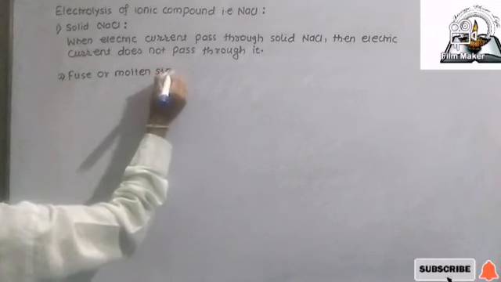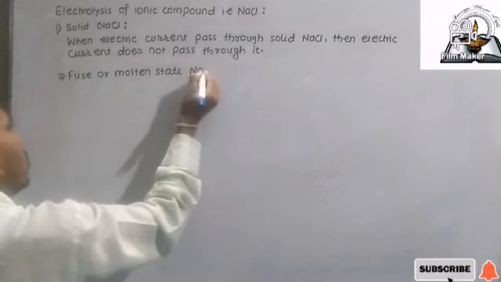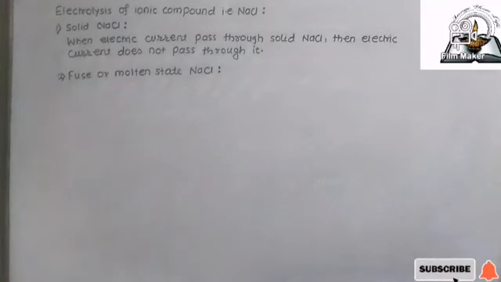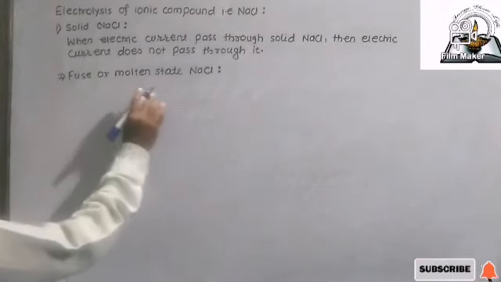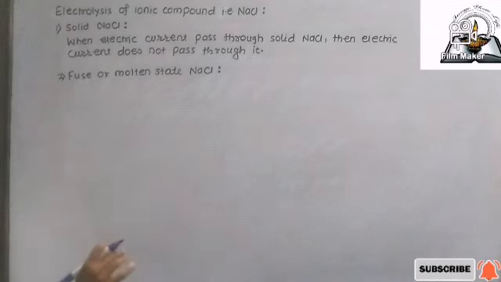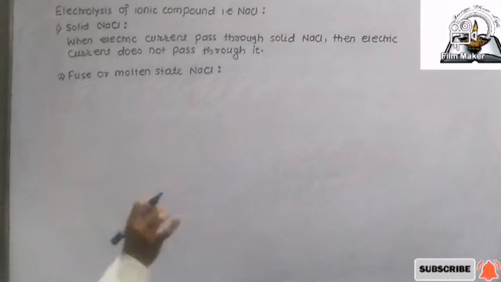Molten state NaCl. So what will happen? First of all, we have to know what is meant by molten state. It means when solid NaCl is heated strongly at about 800 degrees Celsius, then it gets converted to molten state, which is also called fused state. Sodium gets deposited and chlorine gas is also liberated.